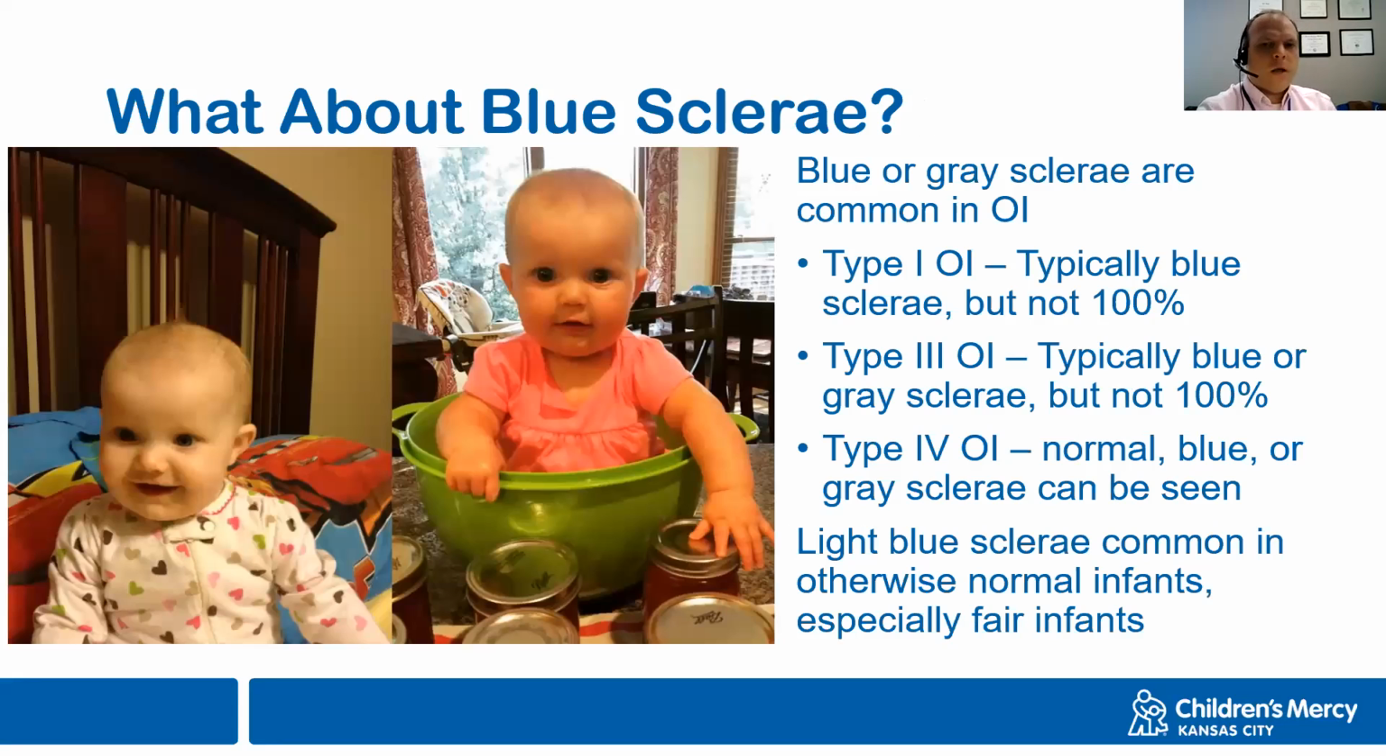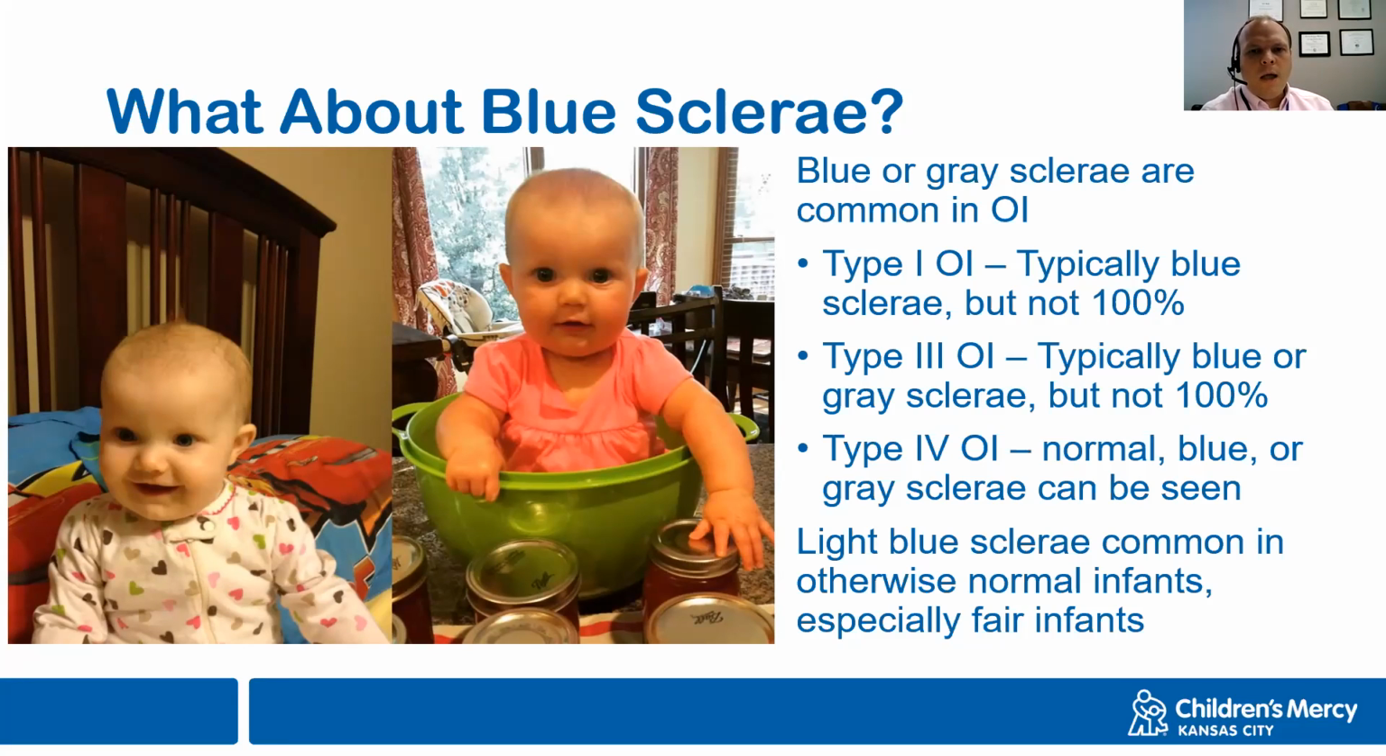What about blue sclera? So blue sclera or gray sclera are common in OI, and I'm not sure if you can see these little eyeballs in the pictures here real well, but these are really common.